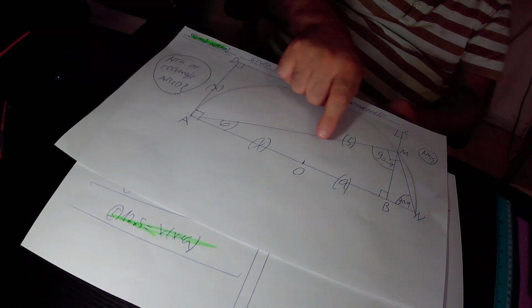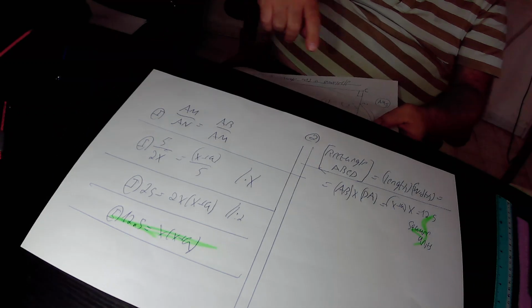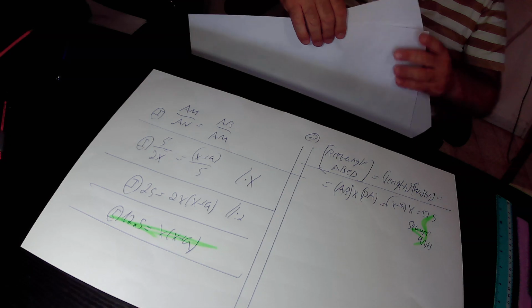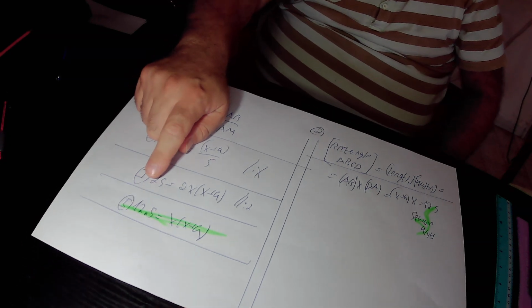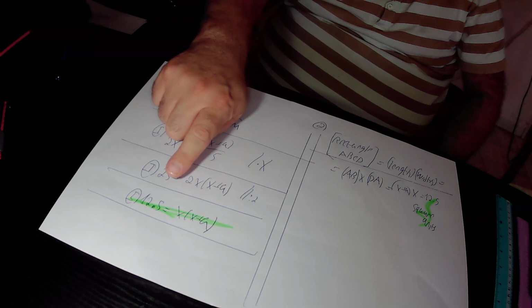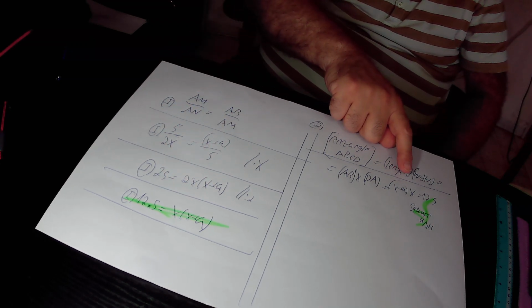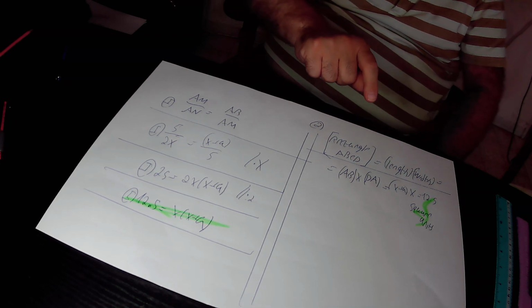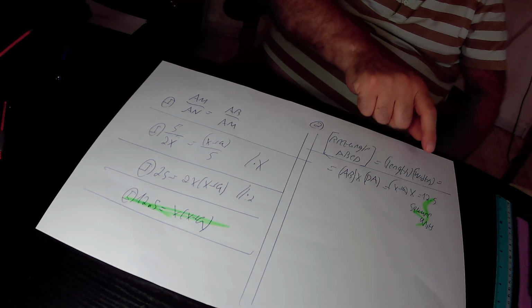AB is x plus a and DA is x. So in total, the area of rectangle ABCD must be equal to x plus a times x. But according to equation 1, x plus a times x equals 12.5. Therefore, we can substitute x plus a times x by 12.5. We did it, and found that the area of rectangle ABCD equals 12.5 square meters.